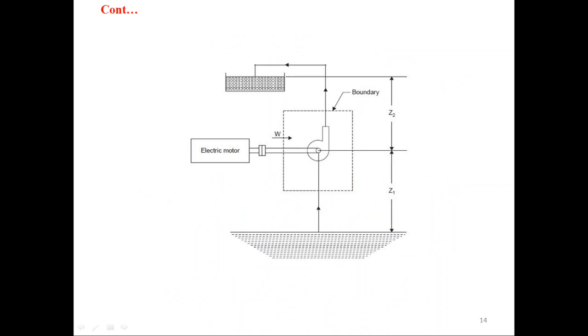So this is the diagram of a centrifugal pump. Through an electric motor we are supplying W amount of work to the pump, and it is extracting water from the low level, and because of this pump we are getting water at the high level. So we have to consider this as the reference line. So this is the Z1, this is the Z2.